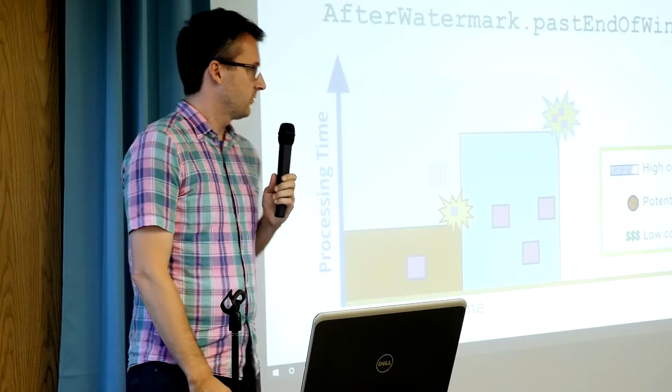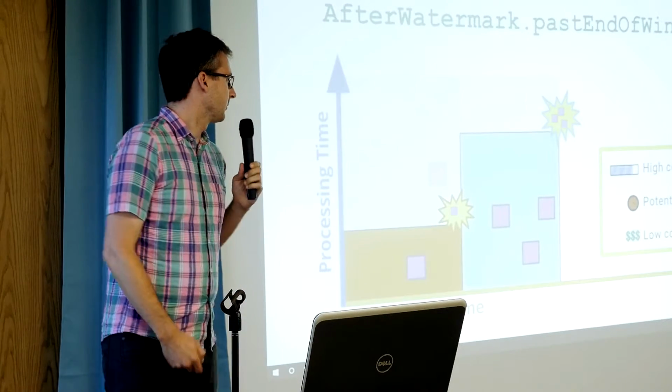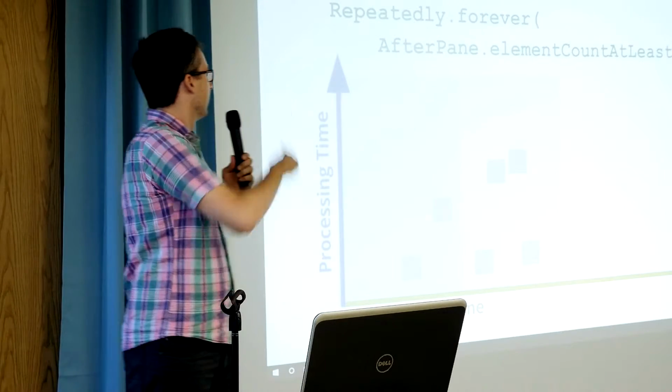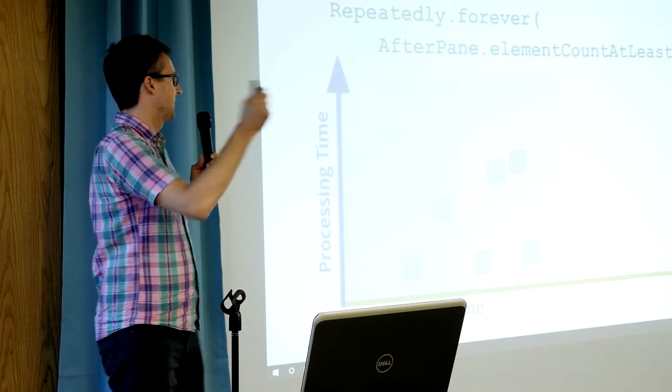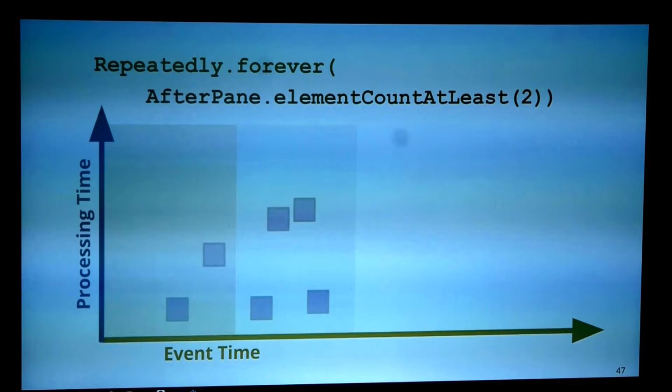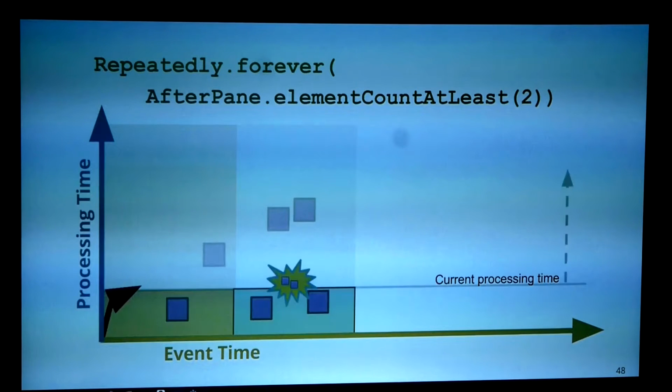So let's turn now to triggers that actually trade off completeness for latency and cost. The trigger up here, repeatedly, forever after pane element count at least 2, is how in Beam we say that we would like new output whenever at least 2 elements have arrived. In practice, you'd use a much higher number, so this is just for the slides. It's totally independent of the watermark now. I'm just counting elements. So it just ensures when we've got some data, we're going to produce some output.